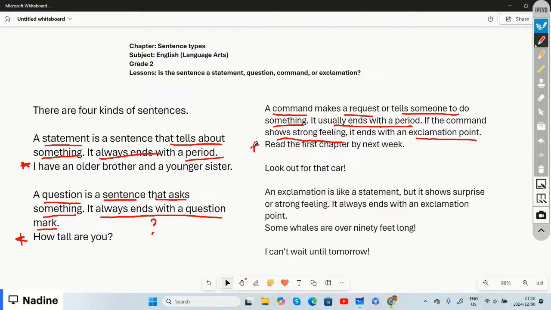And if we look at an example, it says read the first chapter by next week. So if your teacher were to tell you to read the next chapter by next week, then that is the teacher telling you what to do. Because you will be writing an exam, which means that you need to read that chapter.